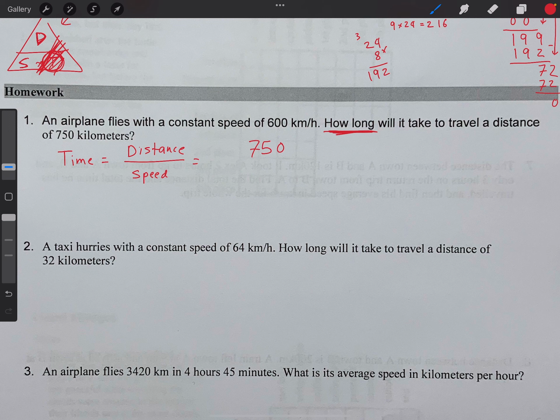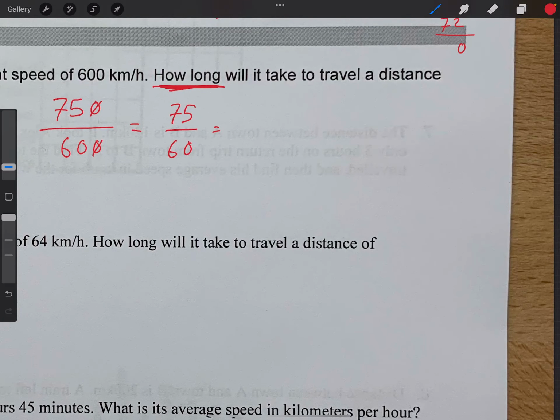750 kilometers. And the speed is 600 kilometers an hour. So now what we're going to do is when we divide it, I like to put it into a fraction because it's easy to deal with. Now we can just cross out the zeros. So you're going to get 75 over 60. Now you're going to simplify this. Let's divide the top and bottom by 5.